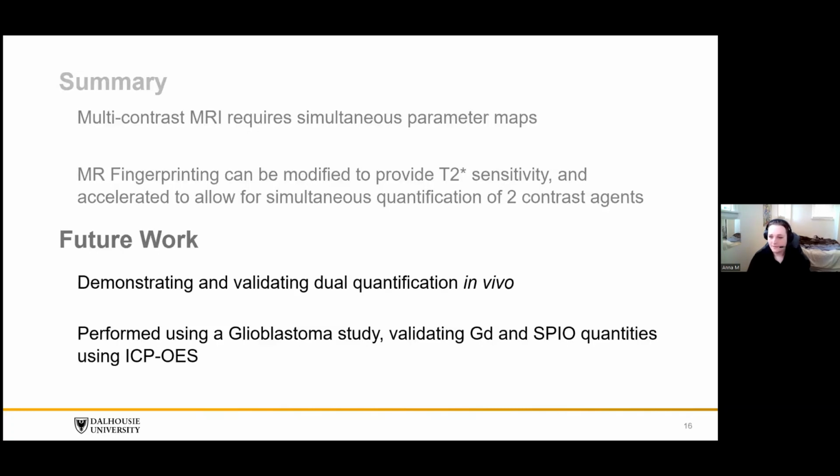And obviously, the work is never done. So the final step of my research is going to be to prove that this works and validate it in vivo. And to that end, we'll be using the glioblastoma study with both GAD and SPIO contrast agents being present within the mouse.